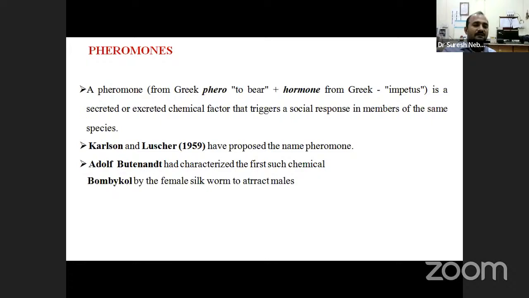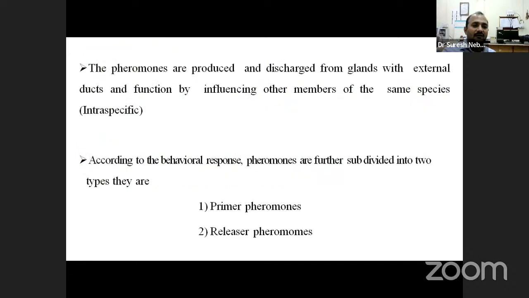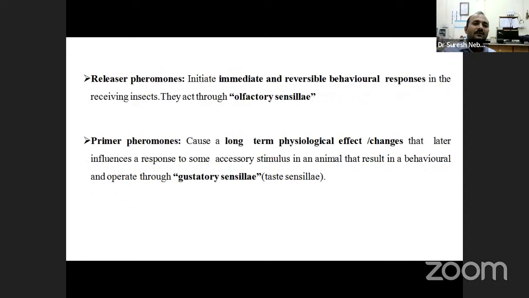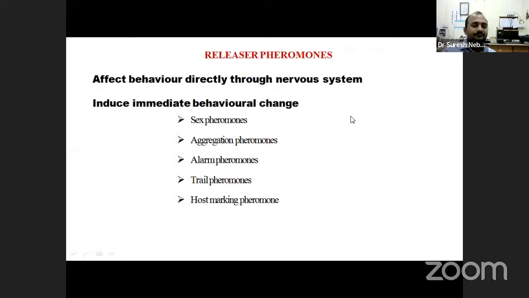Some aspects of pheromones, like their history, what bombykol is, what the two main types of pheromone are, primer pheromone and releaser pheromone, why they are called releaser and why they are called primer, it is there in these slides. Then the different pheromones like sex pheromone, aggregation pheromone, alarm pheromone, trail pheromone. A sex pheromone, by itself, attracts the opposite sex. Aggregation pheromone attracts both sexes of that population, so that they aggregate at a particular place.